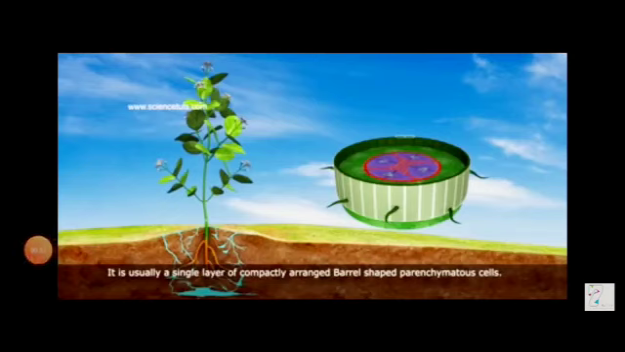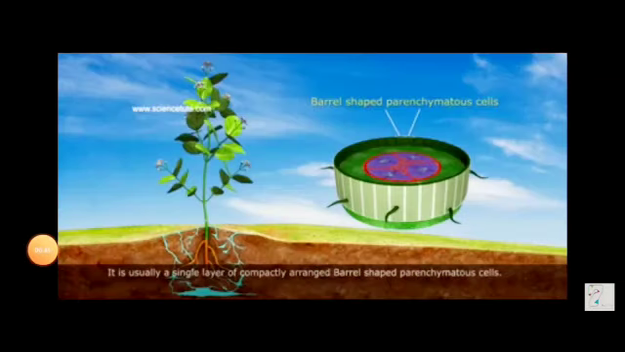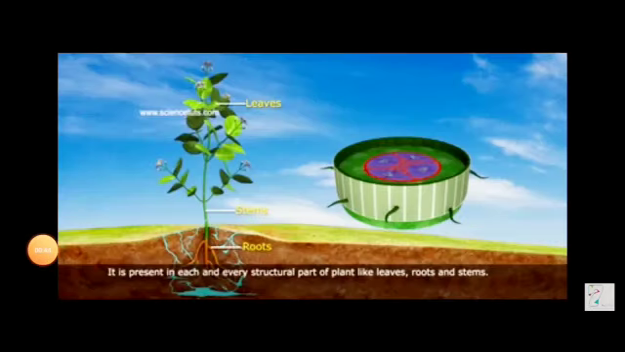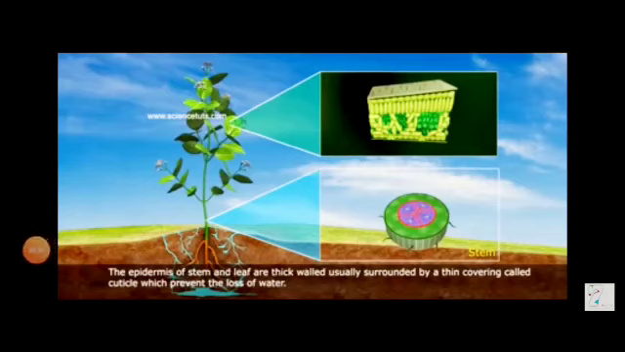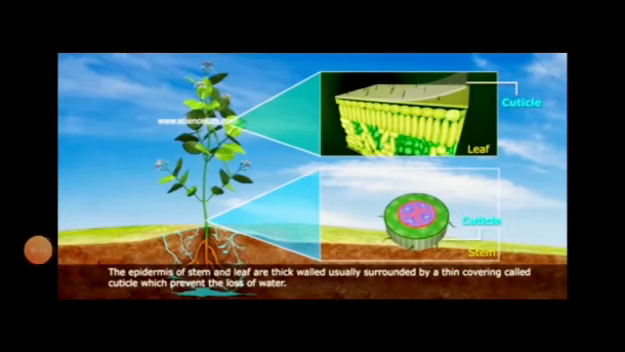It is usually a single layer of compactly arranged barrel-shaped parenchymatous cells. It is present in each and every structural part of plant like leaves, roots and stems. In stems and leaves, the epidermis is thick-walled, usually surrounded by a thin covering called cuticle, which protects or prevents the loss of water. So children, in this manner we can see that cuticle is responsible for preventing the loss of water. That is why it is present on the leaf and on the stem surfaces.